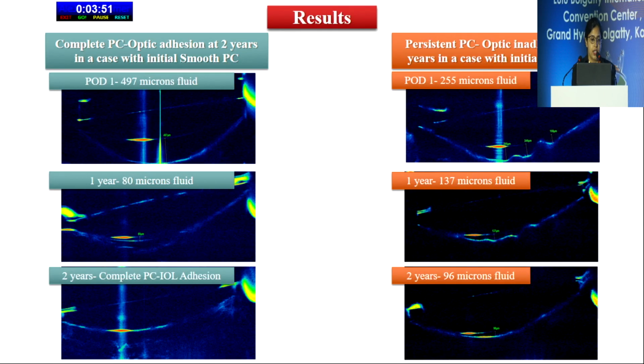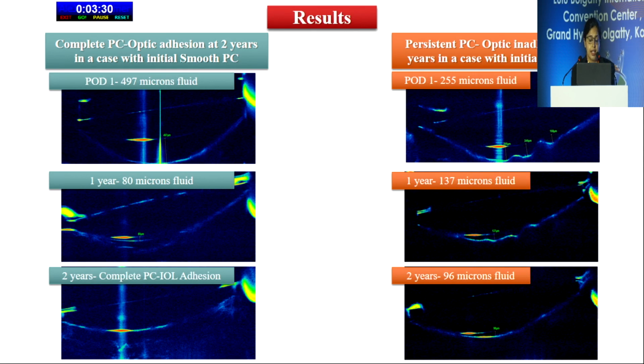These are the visual representations of two cases. On the left hand side, you can see a case with complete PC optic adhesion at 2 years, and a case with initial smooth PC. On postoperative day 1, there was 497 microns of fluid between the IOL optic and the PC. At 1 year, it decreased to 80 microns, and at 2 years, complete PC to IOL optic adhesion was observed.